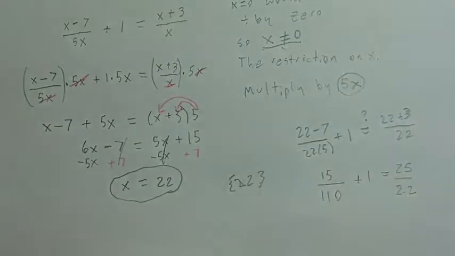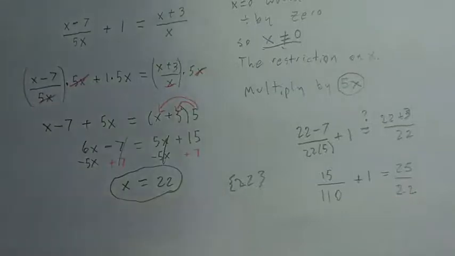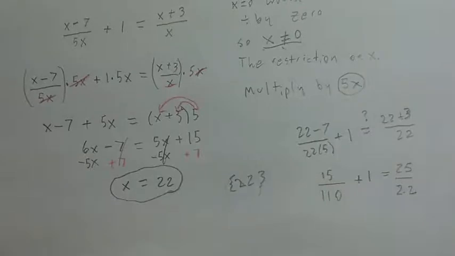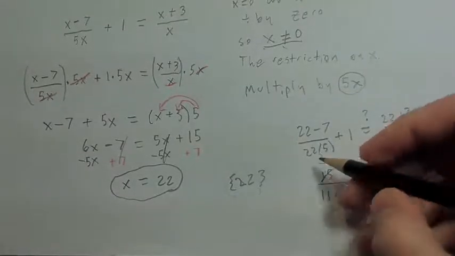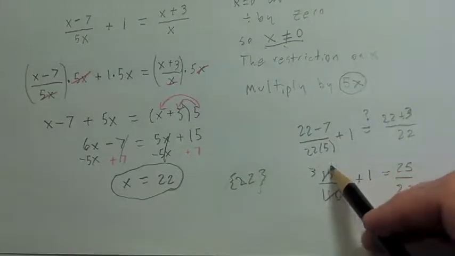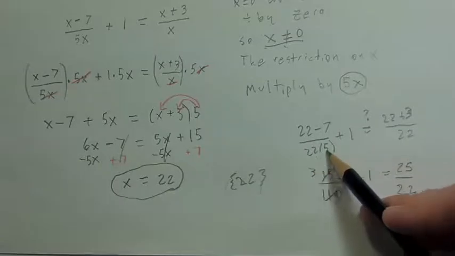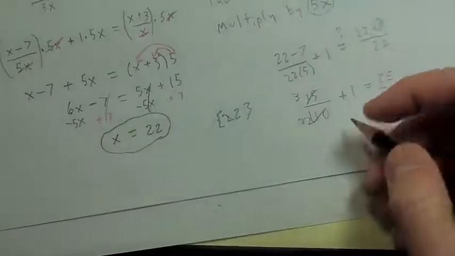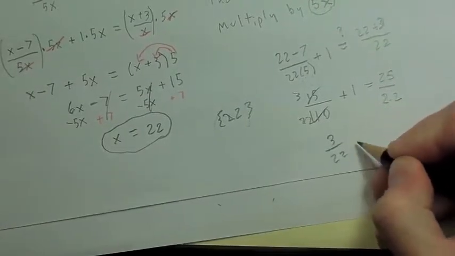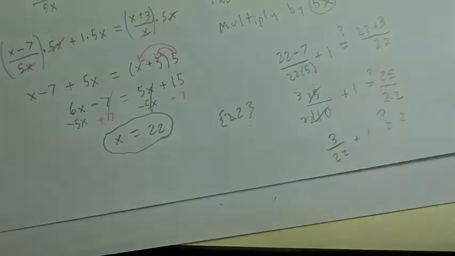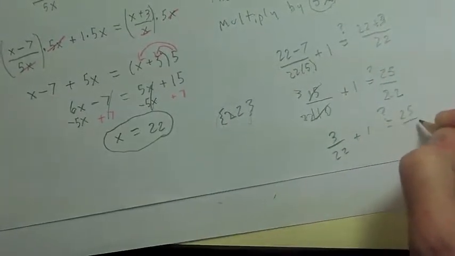Okay, so the question here might be, this doesn't look like they're going to be anywhere close to being the same, but we'll probably get some cancellations here. We could pull a 5 out of this 15 and get a 3, and we can pull a 5 out of this. We started with that, right? It was 22 times 5, so we'll get 22. So this is 3 over 22 plus 1, and we're checking to see if it's equal to 25 over 22.